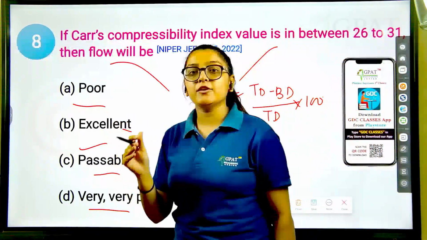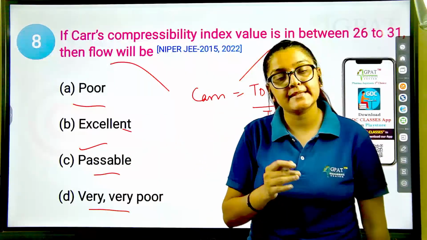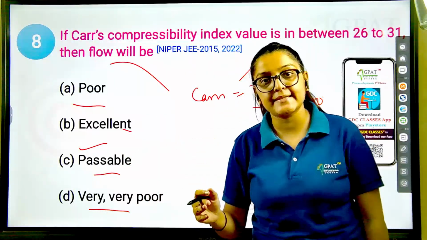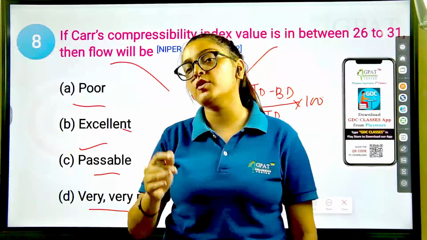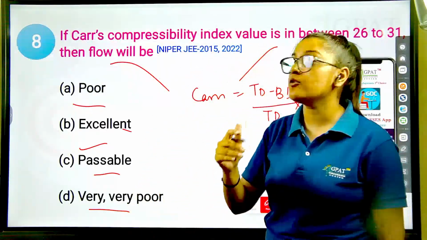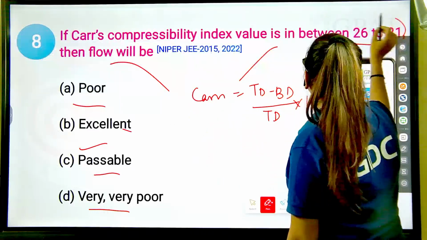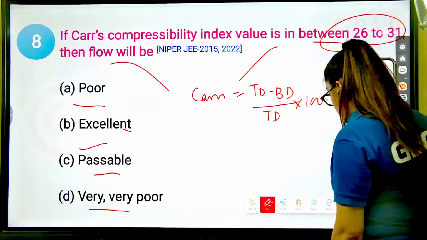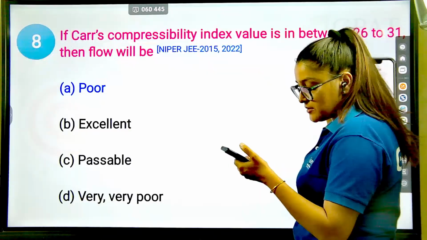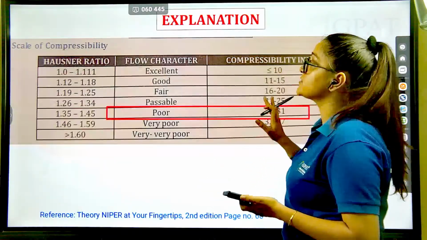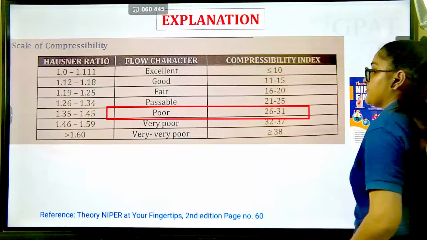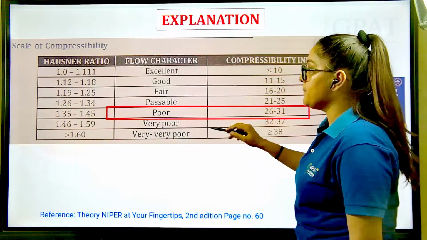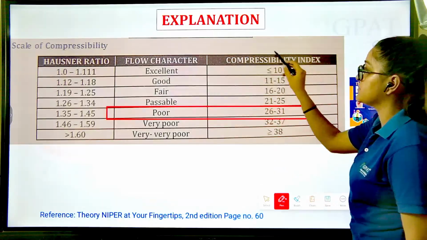So if the value of the Carr's index falls less than 10, it will offer excellent flow. If it is 11 to 15, it will offer good flow. So that is how they are asking the range between 26 to 31. So it is going to offer the option number C. Yes, it is correct. No, it is 26 to 31. It will offer the poor flow, right? I have misunderstood. So it will be the poor flow. Kindly note this table. It is very important.